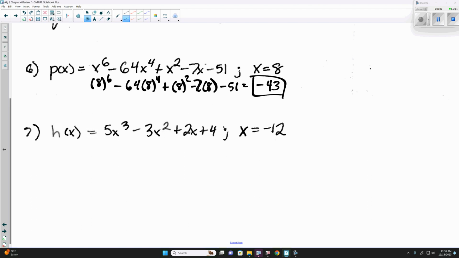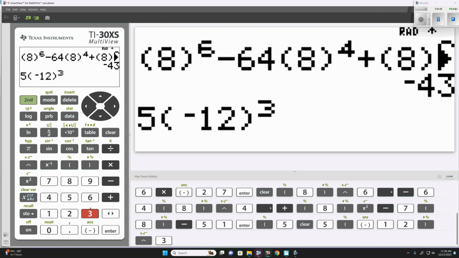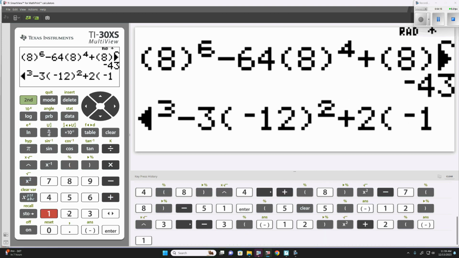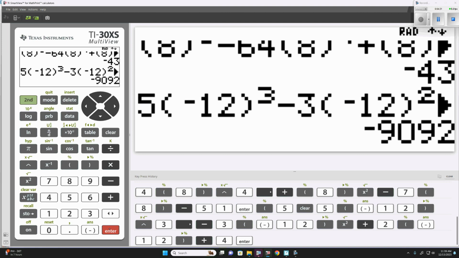I mean, we can go on and do number 7, so it would be 5 times negative 12 to the 3rd minus 3 times negative 12 squared plus 2 times negative 12 plus 4. So replacing every x in the equation with negative 12. So we'd have 5 parentheses negative 12 to the 3rd minus 3 times negative 12 squared plus 2 times negative 12 plus 4, which is negative 9,092.